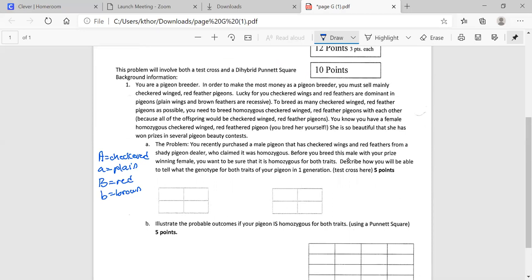You need to breed homozygous checkered winged red feathered pigeons with each other because all the offspring will be checkered winged red feathered pigeons. You know you have a female homozygous checkered winged red feathered pigeon. You bred her yourself. She is so beautiful that she has won prizes in several pigeon beauty contests.